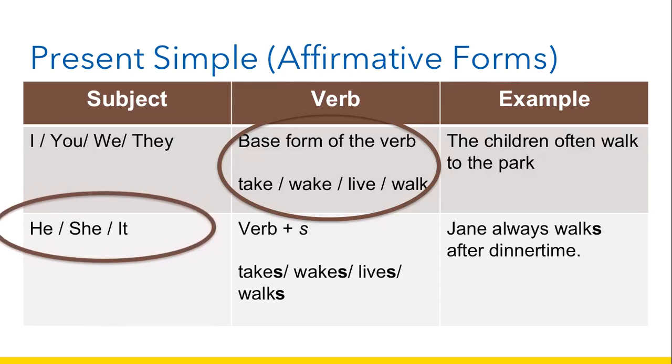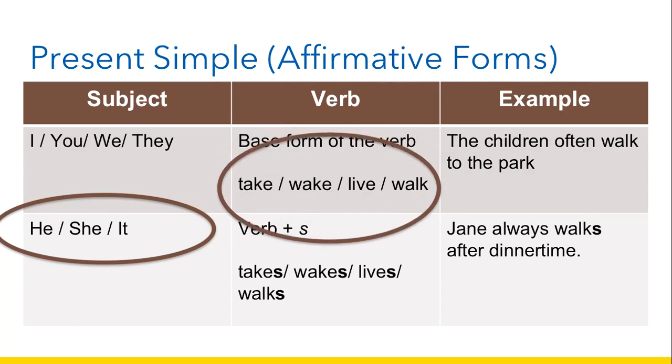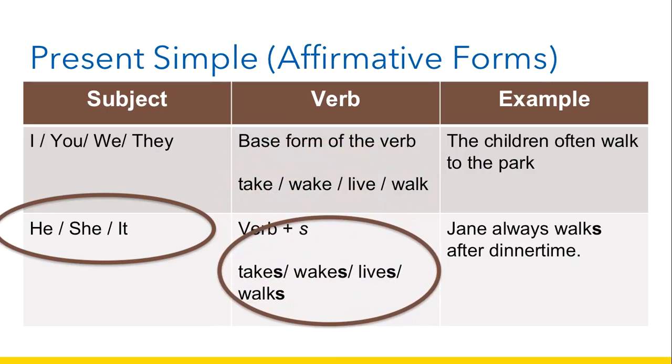For third-person singular subjects, that's he, she, or it, we put an S on the end of the verb. So the children walk, but Jane walks because Jane is she. Okay? So to form affirmative forms, this is the rule.